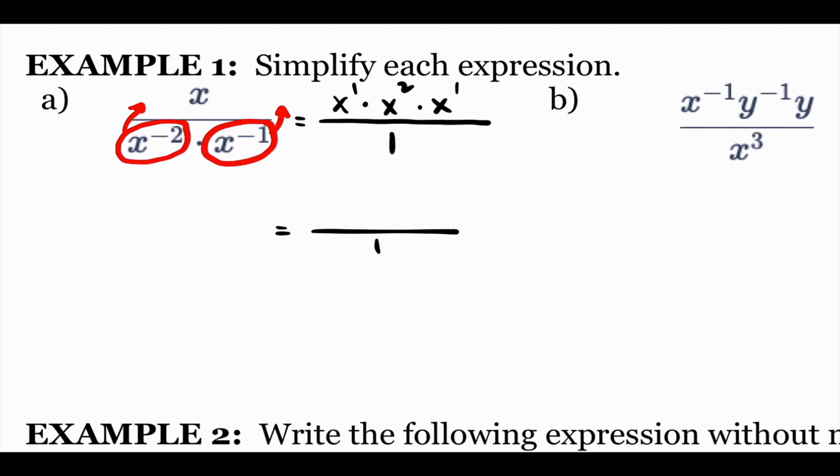So now I have no negatives, I have no parentheses, but I do have some like bases, right? I have x to the first times x to the second times x to the first. What do I do with their powers? I can combine them. Yep, that's step one, or rule number one, add them. So when I add them, I get x to the fourth. Since it's just a 1 on the bottom, you don't need to write that one. It's not wrong, but you don't need to write it. You're done.